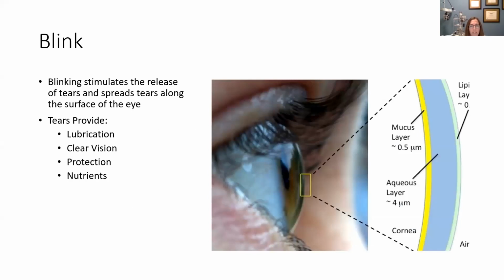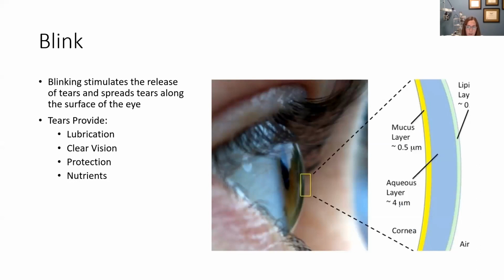So the next thing to think about is blinking. Blinking is usually something that we don't think about. It's our eyes' natural way to stimulate the release of tears and help spread the tears along the surface of our eyes. Our tear layer is a very microscopic layer that sits on the surface of our eyes. It's only about 4 to 5 microns, but it's very important for how well we see.